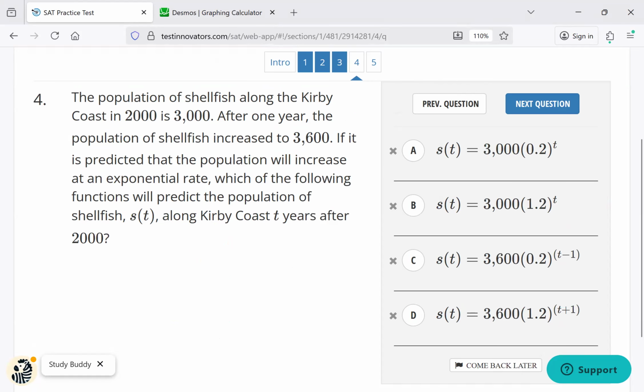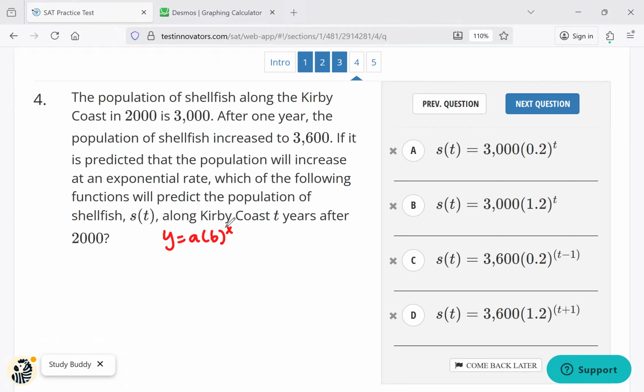Question 4. The population of shellfish along Kirby Coast in the year 2000 is 3,000. After 1 year, the population of shellfish increased to 3,600. If it's predicted the population will increase at an exponential rate, which of the following functions will predict the population of shellfish S(t) along the Kirby Coast t years after 2000? When I hear the word exponential, that is a big clue. If you look at all the choices, it's definitely exponential, but when you're dealing with exponential, it's the form y equals a times b raised to the x, right? And we have to figure out our a and our b.